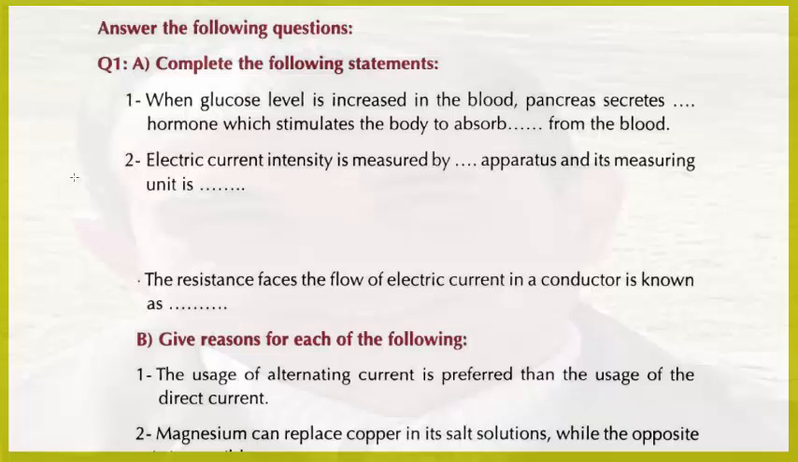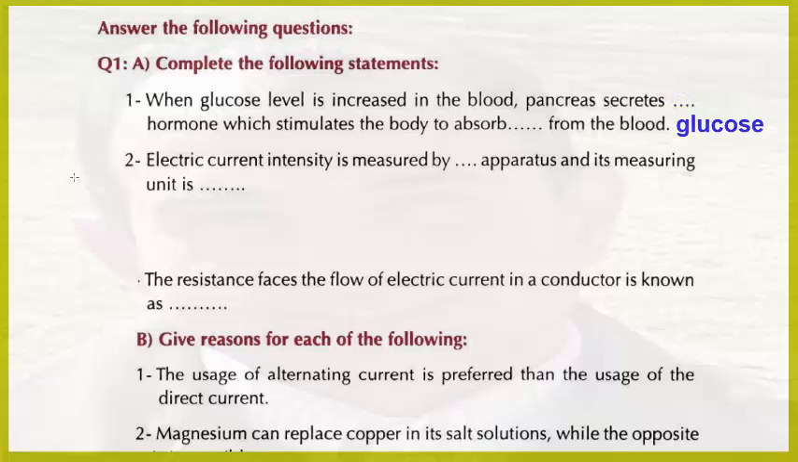Number 1. When glucose level is increased in the blood, pancreas secretes space hormone which stimulates the body to absorb space from the blood. The answer: insulin, glucose.